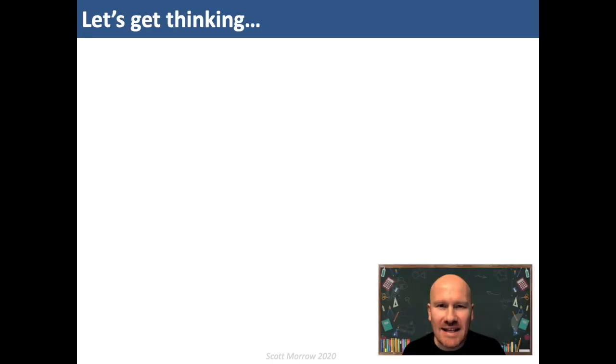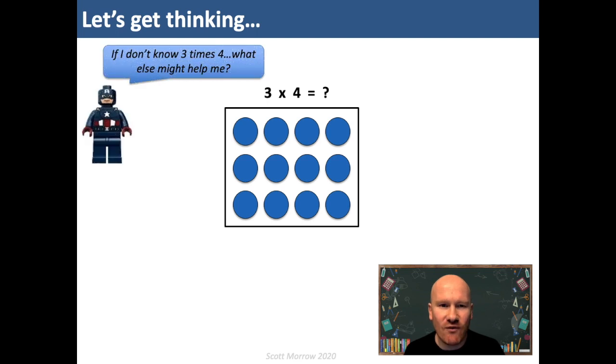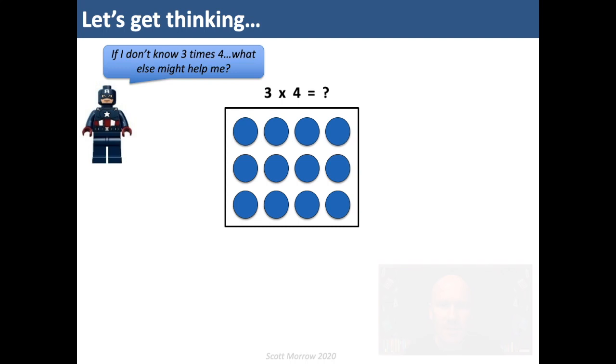To begin with, let's get thinking. Here we've got an array with 3 rows and 4 counters in each row. So this array represents the multiplication story 3 times 4. I know some of you might just know the answer to that, but what I'm interested in is, if I don't know 3 times 4, what else might help me? So pause the video for a few minutes, discuss that with a partner, and then share your ideas with the class.